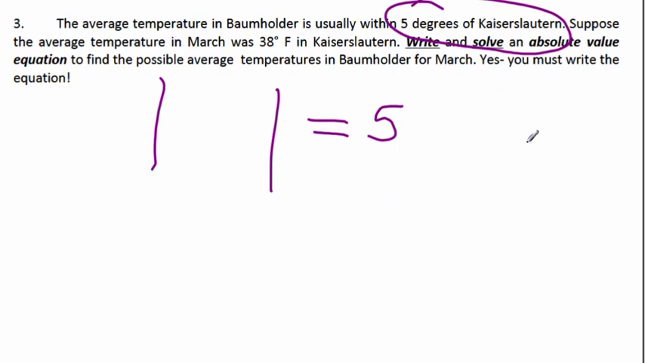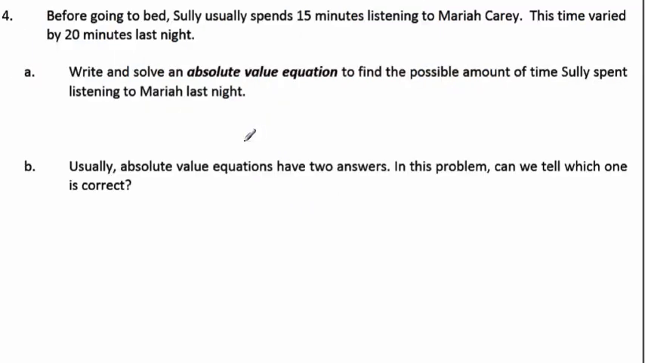K-Town and Bomb Holder. So the difference between K-Town, which is 38, and Bomb Holder, which we don't know, okay, because that's what the question is. Find the possible average temperature in Bomb Holder. We don't know that, so let's call that B for Bomb Holder. So the difference between, I like to write my B first, the difference between Bomb Holder and K-Town, so we're subtracting, is 5. There you go. I've told you too much.